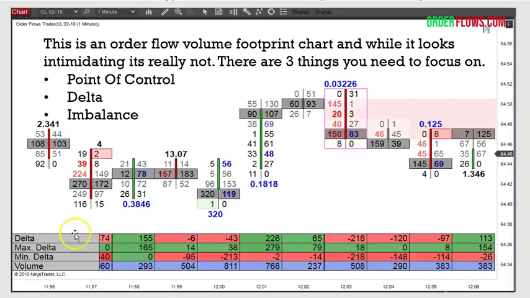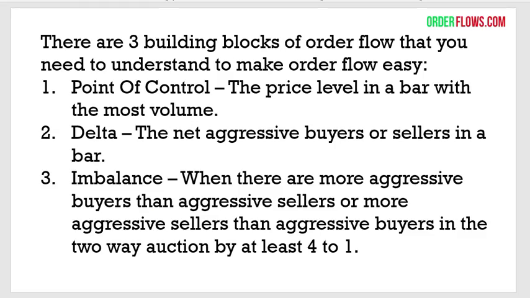The delta, which is on the bottom. And what the delta is, it's the net difference between aggressive buyers and aggressive sellers in that bar. And imbalances. And what an imbalance is, is when you have more aggressive buyers than sellers on the bid and the offer. All right, markets are a two-way auction. So again, let me just explain it here so you can understand.